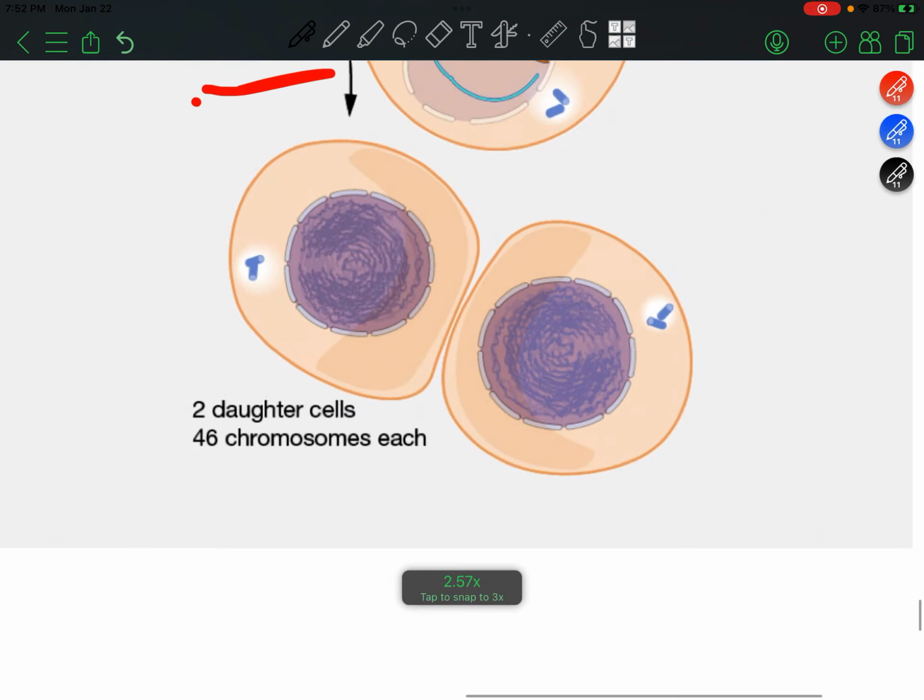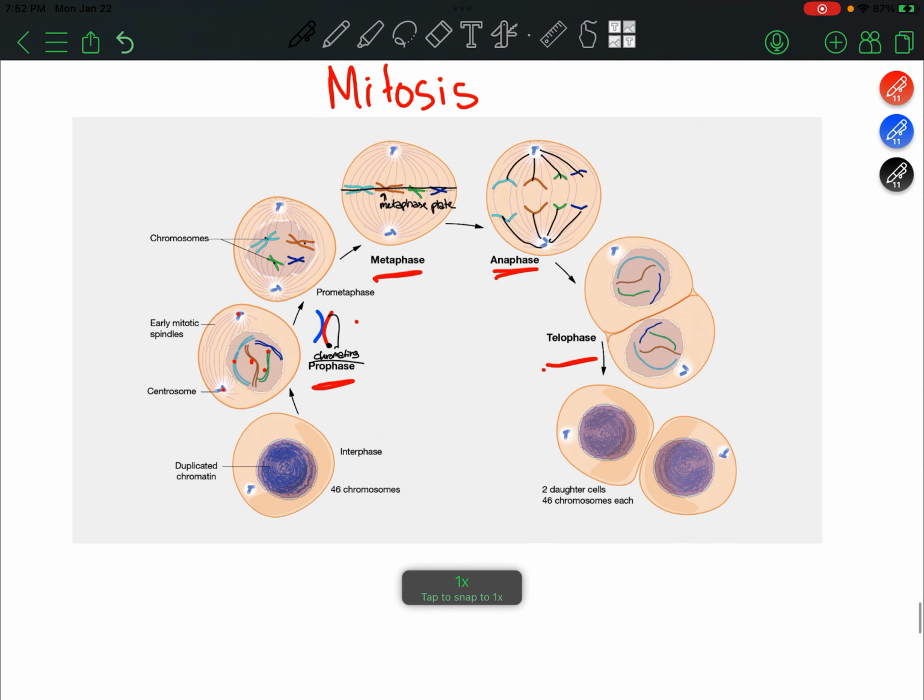How difficult was that? Explain to me. That wasn't hard at all, right? And the cell fills up the rest of the part. They make the new cell memory. They make the extra cytoplasm to make everything work over again, right? Remember the metaphase plate. Remember all those main vocabulary words. But in general, it wasn't that difficult.